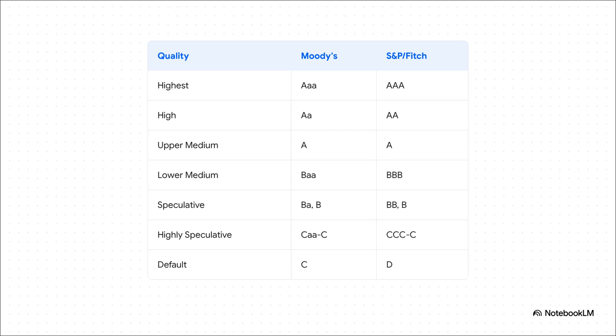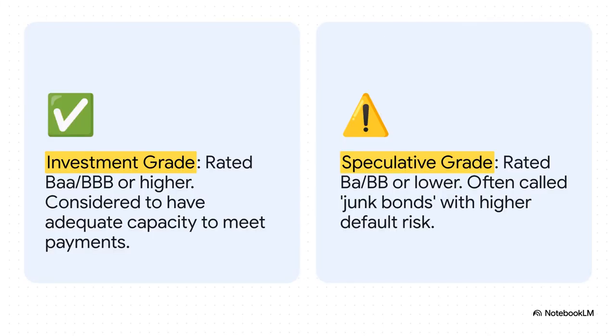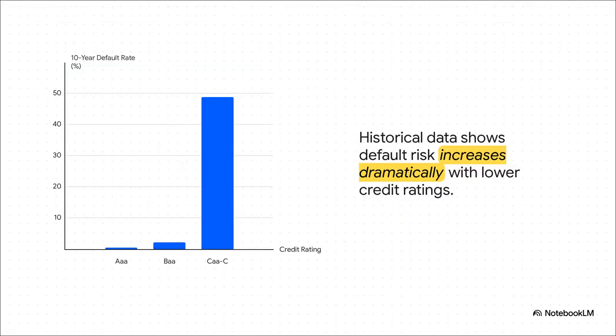The highest quality issuers receive a AAA rating, with default risk increasing as one moves down the scale. This rating scale is bisected into two main categories. Investment-grade bonds are considered to have a relatively low risk of default. In contrast, speculative-grade bonds, often called junk bonds, must offer higher potential yields to compensate investors for their substantially higher default risk. This chart illustrates the real-world significance of these ratings with striking clarity.